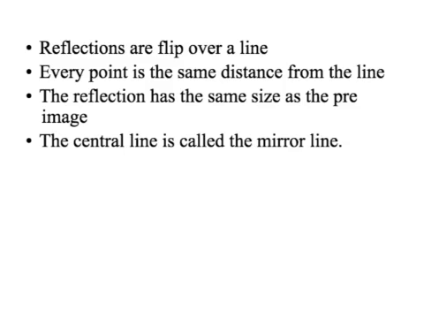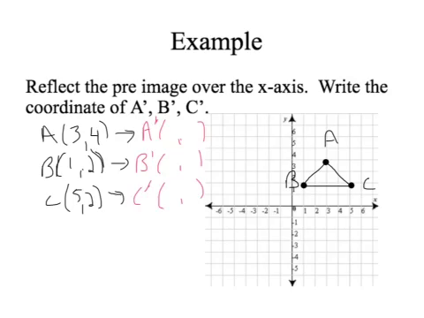So when you think of a reflection, you look into the mirror and you see yourself, but it's backwards. So for our first example, we want to reflect the pre-image over the x-axis. The x-axis is the horizontal axis. To do the reflection, you need to figure out how far each point is from that line. Then we're going to go that same amount of distance on the other side of the line.